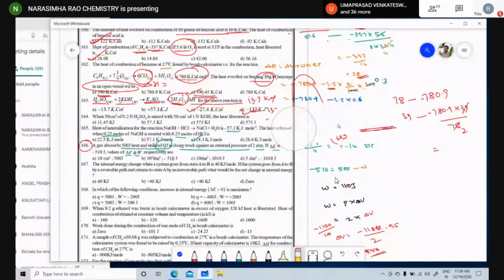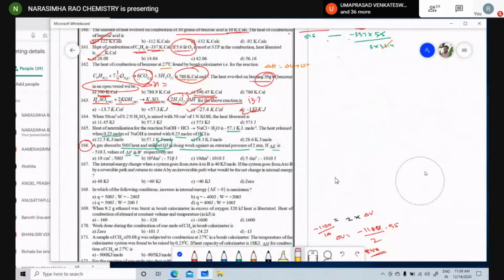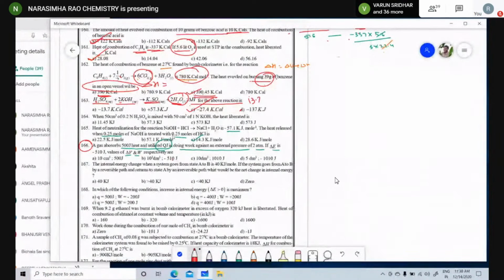So, how to solve this problem? This problem is based on the limiting reagent. What is the limiting reagent? Let me discuss it. Now, first find out the gram equivalents or number of moles.